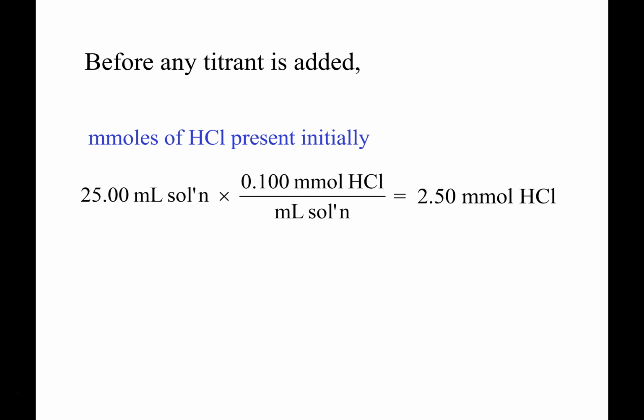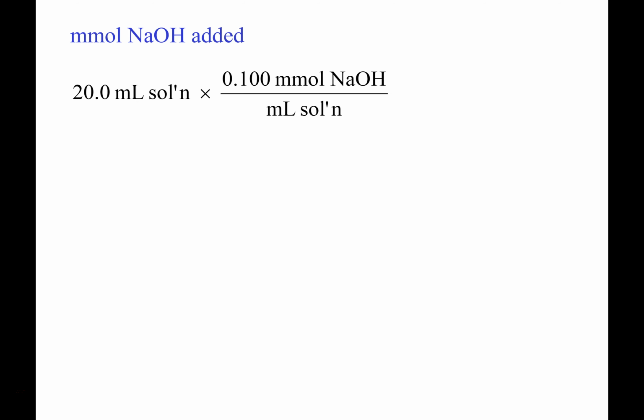So at that point in the titration, how many millimoles of NaOH did we add? We can use the volume and molarity. So we added 20.0 milliliters of NaOH. Its molarity was also 0.1, so we have 0.100 millimoles of NaOH per milliliter solution. So that means that we have dripped in 2.00 millimoles of NaOH. All right.